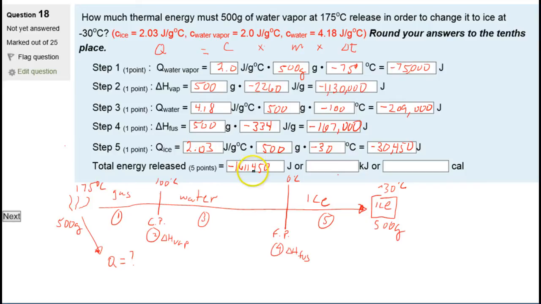1,611,450 joules. To convert this into kilojoules, I slide the decimal over 3 times to the left, and I will end up with negative 1611.5 kilojoules. And to convert this to calories, I take the joules and divide it by 4.18, and I end up with 385,000.